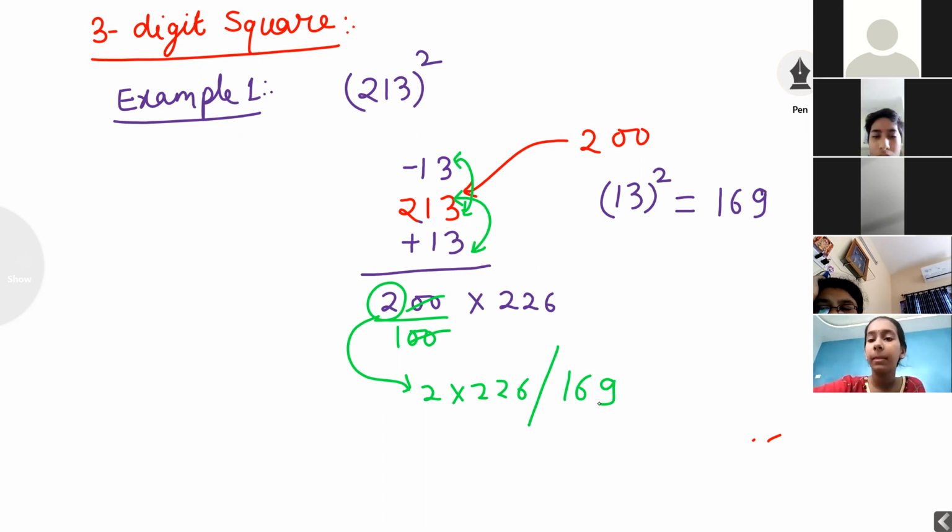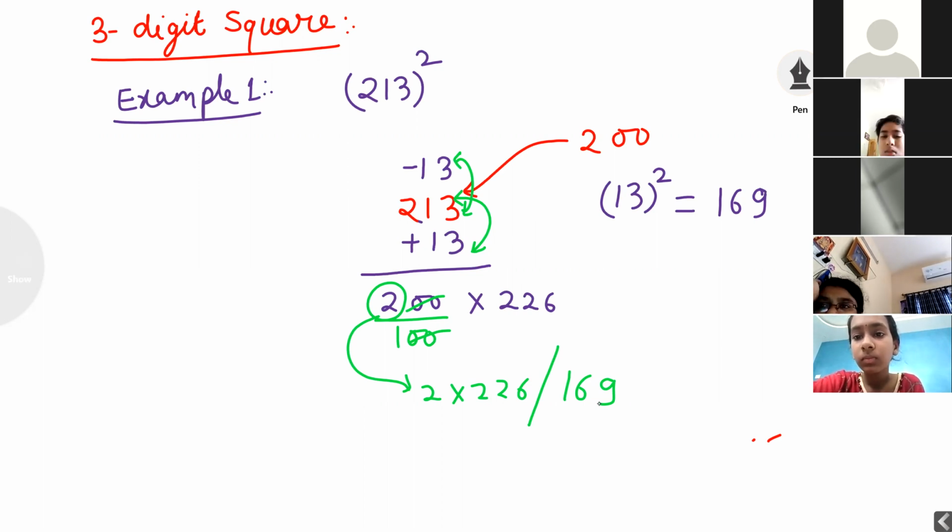Again, listen carefully what I have done here. 213 minus 13 is 200. 213 plus 13 is 226. Now here he has given 200, but I want to remove the 0s. How to remove the 0s? By dividing by 100. Then 0, 0 cancel. Now this digit has come 2. Always keep in mind, if 400 is coming I want to make 4, if 300 is coming I want to make 3, if 700 is coming I want to make 7, by dividing by 100. Now this value has come 2 into 226 oblique, and whatever number I added, the square of that number, 169.